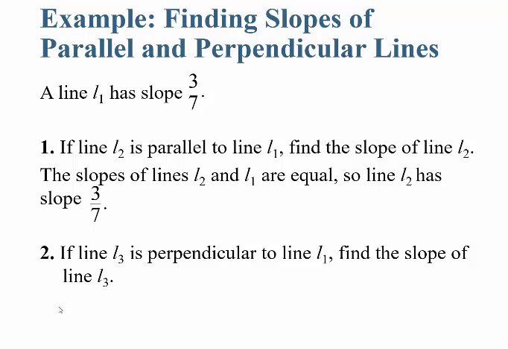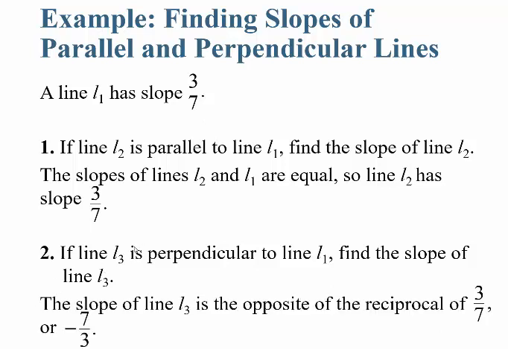All right, this other line, L3. Suppose line L3 is perpendicular to L1. We know L1 has slope 3/7. So find the slope of the perpendicular line. Well, the slope of the perpendicular line is the opposite of the reciprocal. So you take 3/7, you flip it, it becomes 7/3. Since it was positive, you then make it negative. And the slope of the perpendicular line here is -7/3.